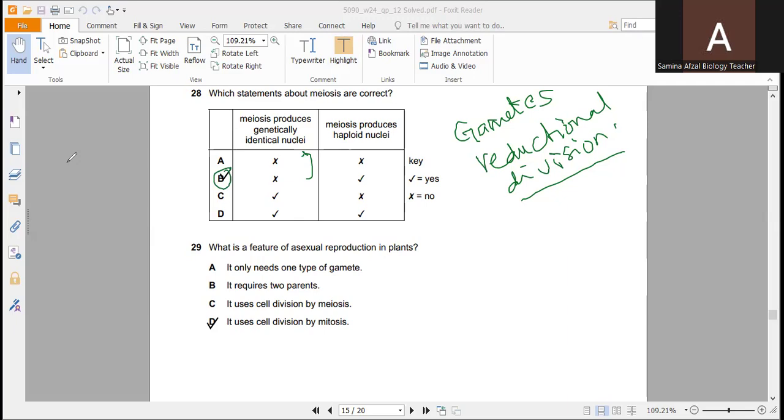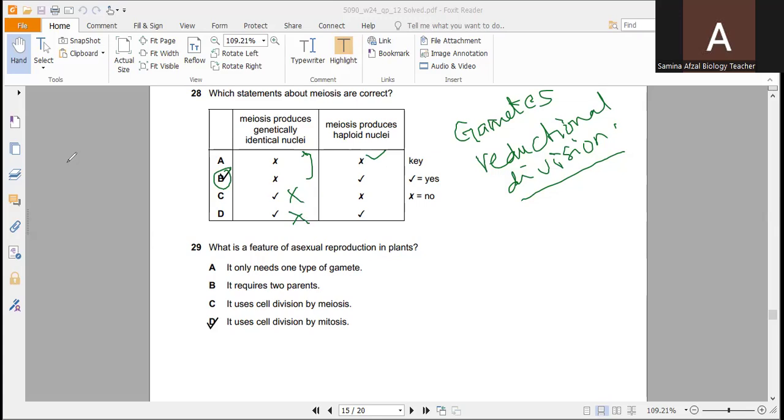A is not correct because meiosis produces haploid nuclei. They have crossed it. So this is not a correct option. At C, you can see meiosis produces genetically identical nuclei. No. D, no. So B is the correct option.